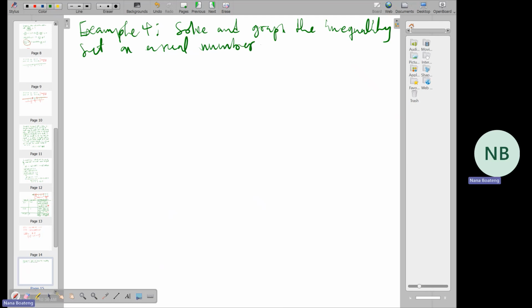On a real number line, and express the solutions, express the solution sets. Solution set in interval notation.